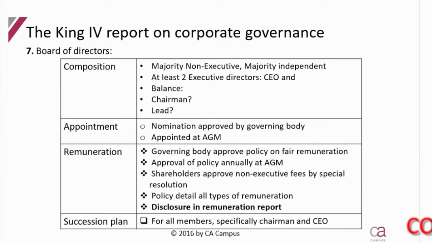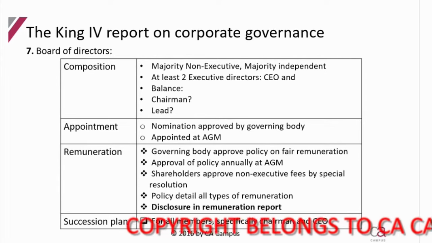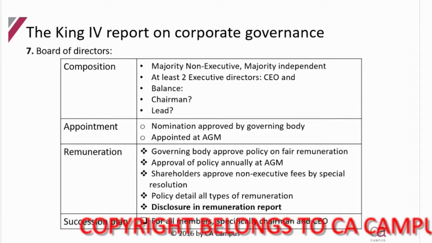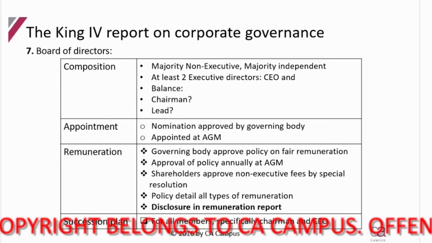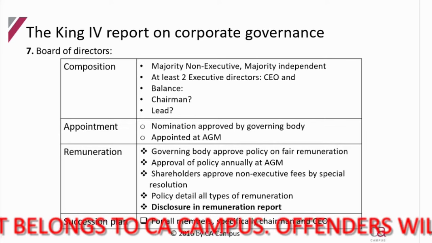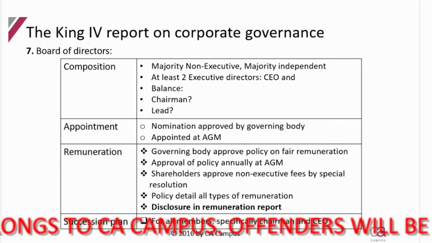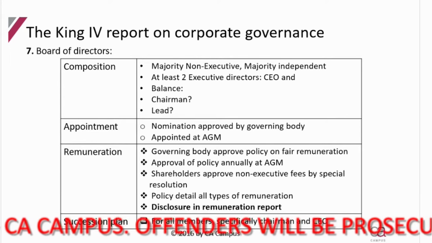Okay, principle 7, the board of directors. I've gone and found other principles that actually affect the board of directors and included them in a table under topic 7. So I'll tell you where I've gone, and there's a different principle that needs to be applied, but it's just going to be easier for your study purposes to have everything that's related to the board in one. So, composition remains exactly the same as King 3.